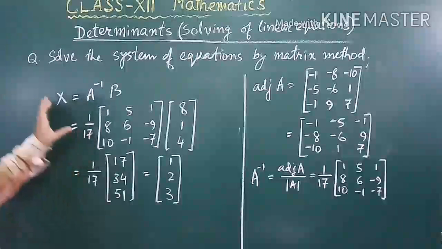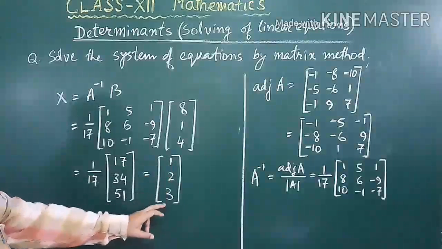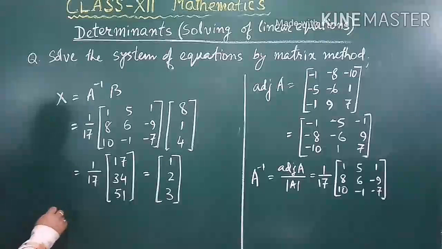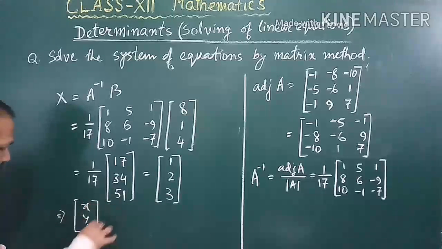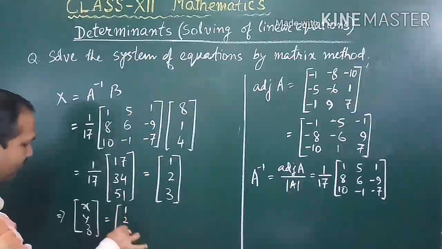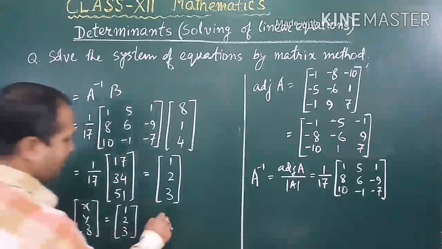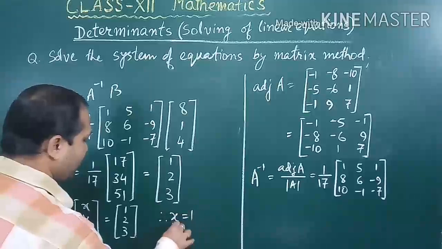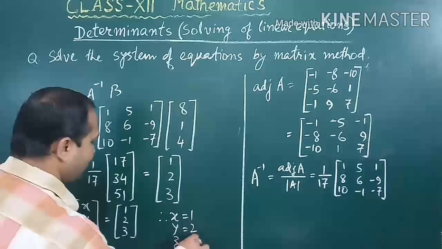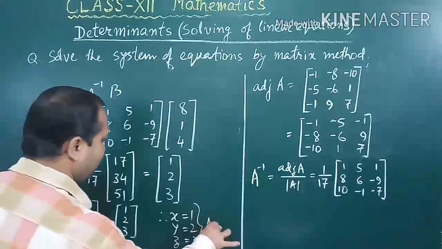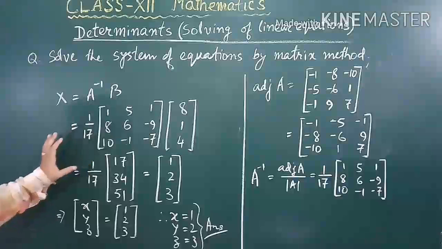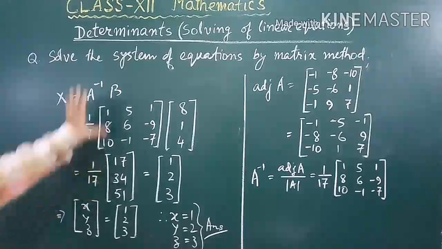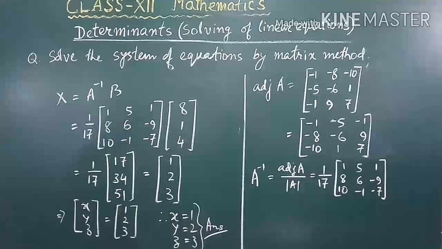So X is nothing but x, y, z, and here what we are getting is 1, 2 and 3. Therefore x, y, z is equal to 1, 2, 3. Therefore x is equal to 1, y is equal to 2, z is equal to 3. So this is the solution of that system of equations. Okay. So this way you can do more questions also. The process is the same for 2 by 2 or 3 by 3.